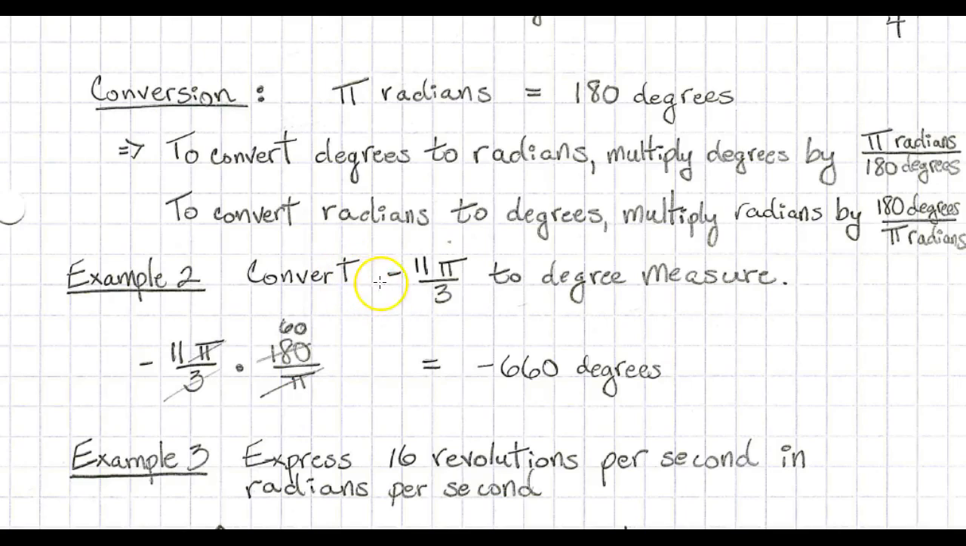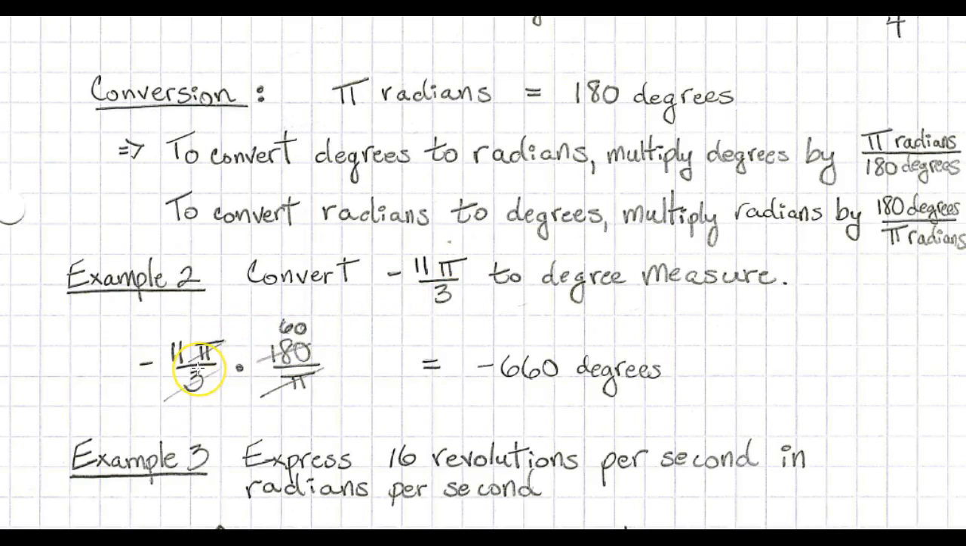So for example, convert minus 11 pi over 3 to degree measure. Now they don't tell you that that's radians. Typically the word radians is left off, but as soon as you see a pi there, you know we're talking about radians. So this is minus 11 pi over 3 radians.